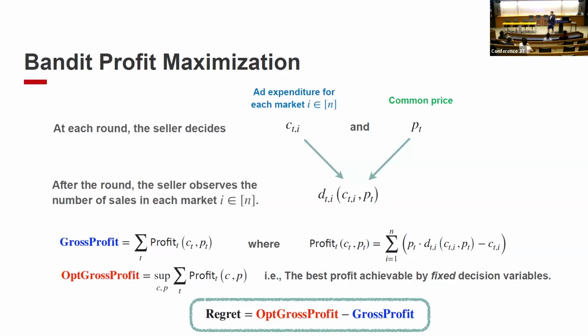So D_t depends on T, where T goes from 1 to T. So that function D_t changes over time.